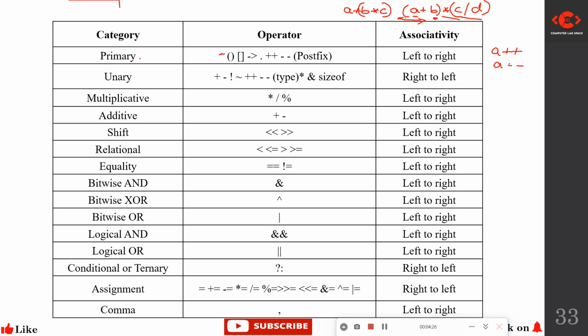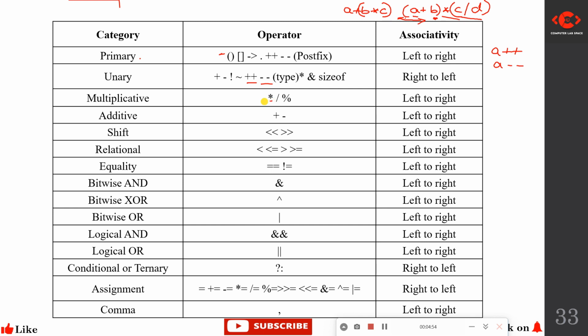In a similar way, the unary operator. Unary means having only one operand, right? All of these unary operators are second priority, and they need to be solved from right to left. When we solve the problems, you will come to know. See here, this is pre-increment and pre-decrement. Then multiplicative.